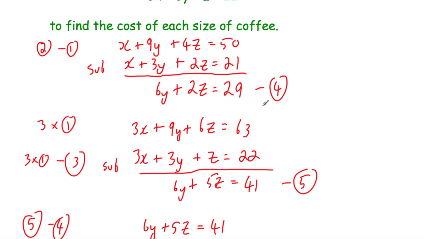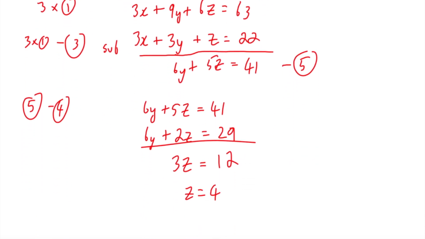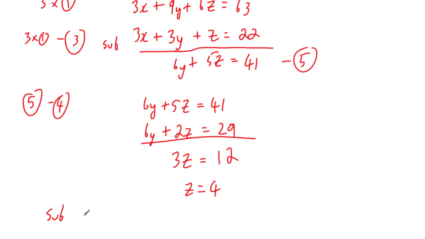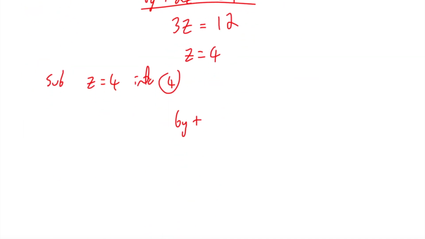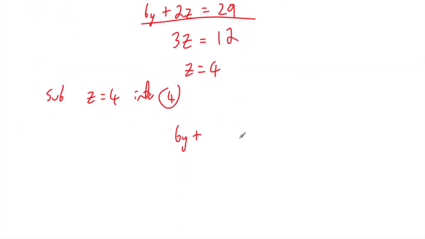I'm going to choose equation 4 here. So I'm going to substitute z equals 4 into equation 4. Equation 4, if we just write it down again, was 6y plus 2z equals 29. Okay, so that's equation 4. We want to substitute z equals 4 into that.